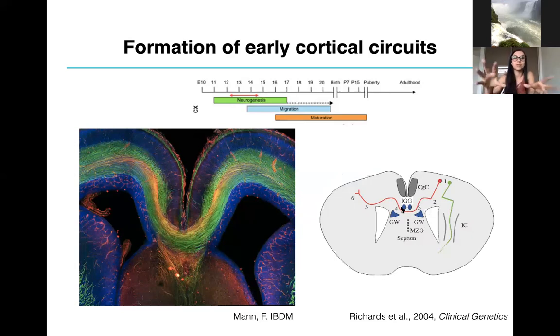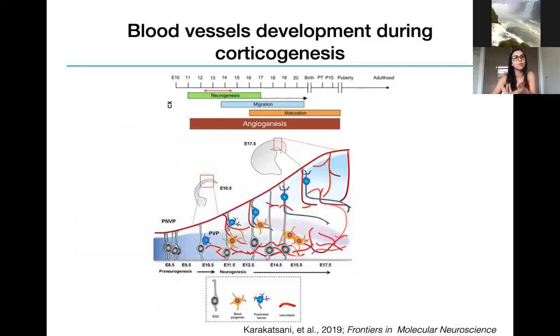So this happens during development, and interestingly, the same molecules can also guide blood vessel development, which is another aspect of corticogenesis. The blood vessels develop during corticogenesis concomitantly with neurogenesis through the maturation of the brain.